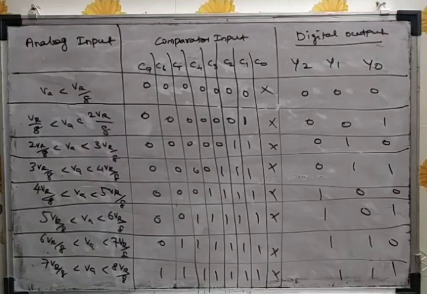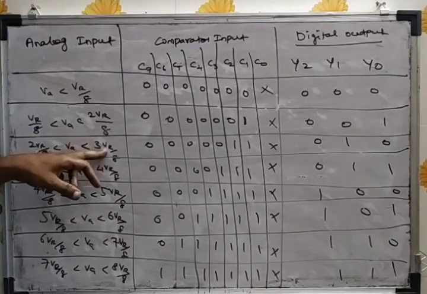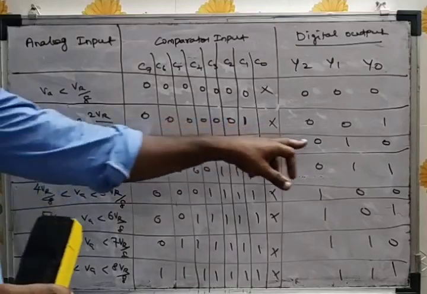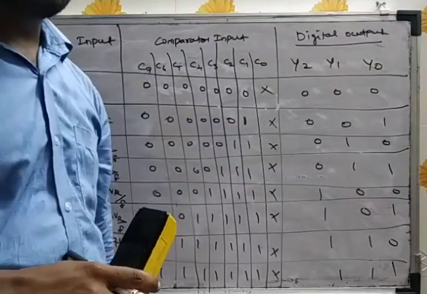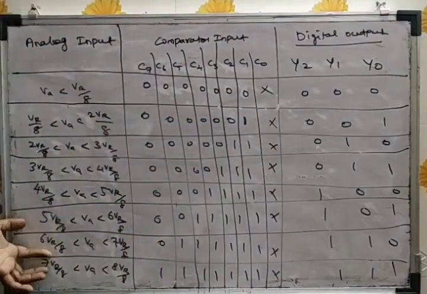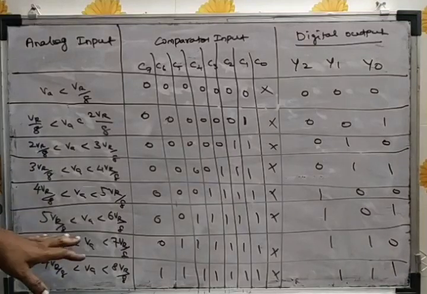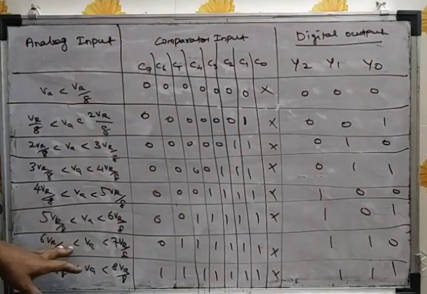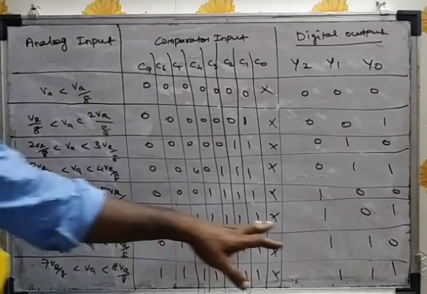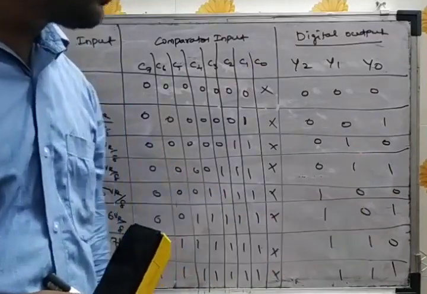So if your analog voltage is in between 2 VR by 8 to 3 VR by 8, your digital output will be 0, 1, 0. Similarly, if your analog input is in between 6 VR by 8 to 7 VR by 8, you will get digital output 1, 1, 0.